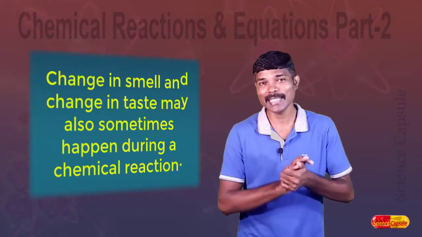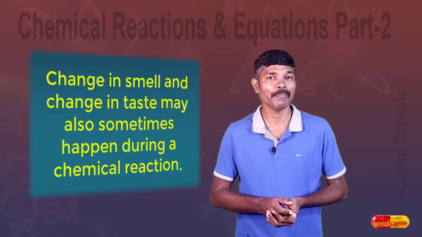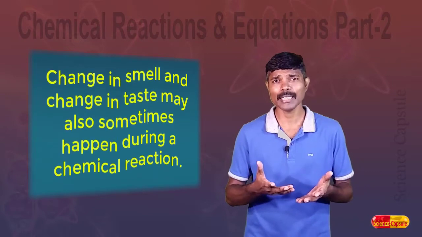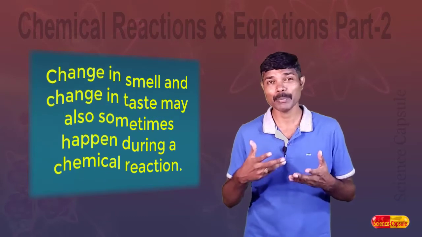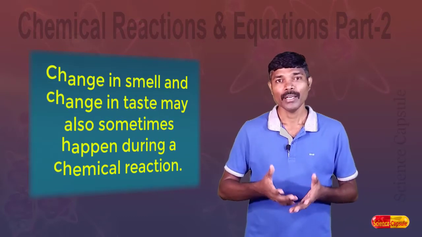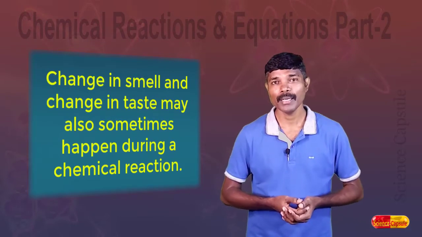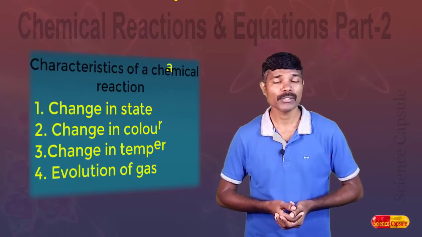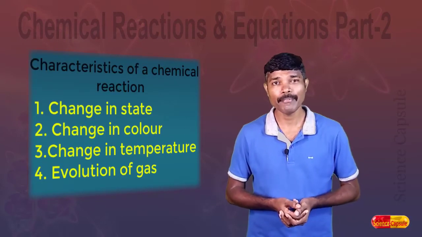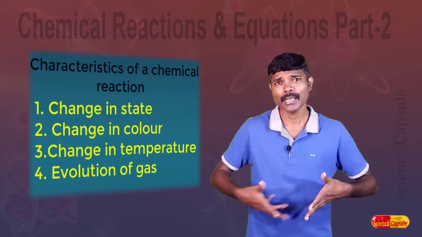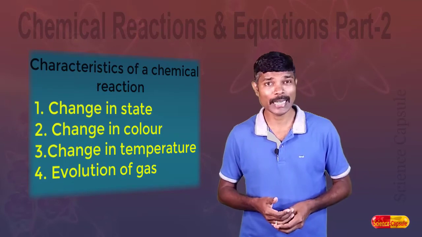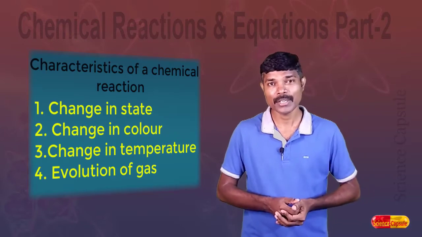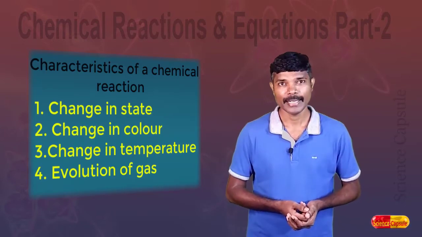Change in smell and change in taste is also one of the physical parameters for a chemical reaction. For example, in your home, when cooked food is kept for some days, its taste and smell change. So this way, a chemical reaction is identified by change in taste and change in smell too. So these are the various physical parameters which help us to understand or identify a chemical reaction. Whenever these physical parameters are seen during a change, we can say that the change we see is a chemical change and the process is called a chemical reaction.